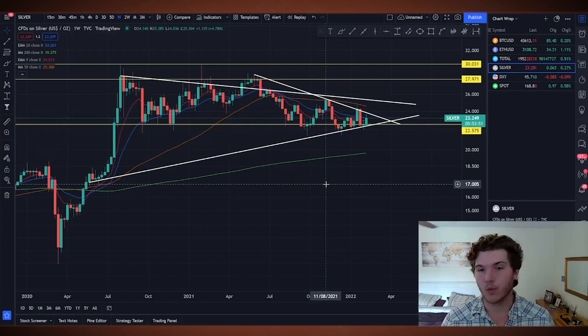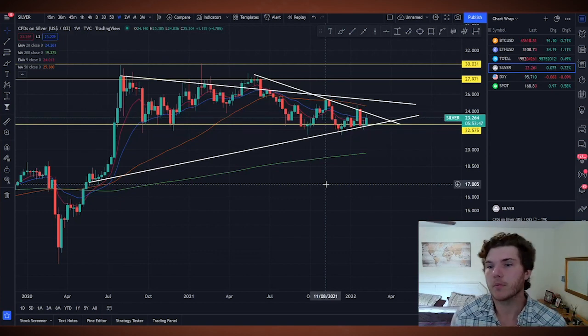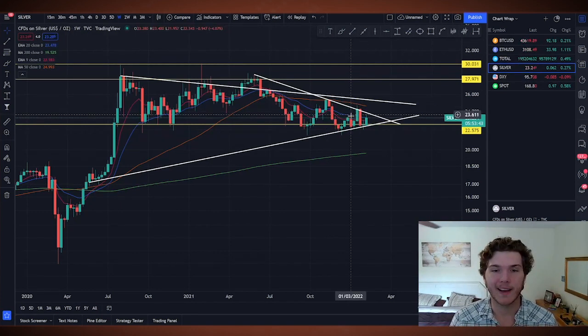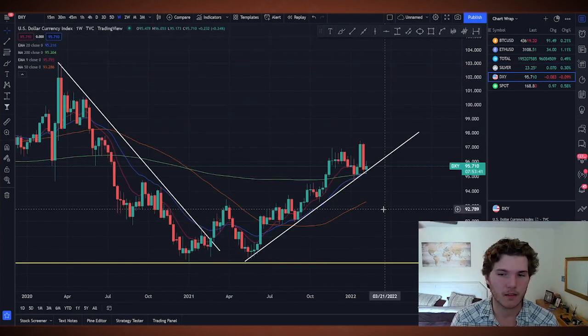But I think if you want to leverage your leveraged bet on silver, the Junior Miners are probably the place to do it. So that's just my take on silver. I think it's going higher. Let's look at the dollar.